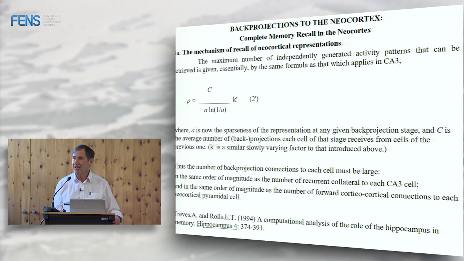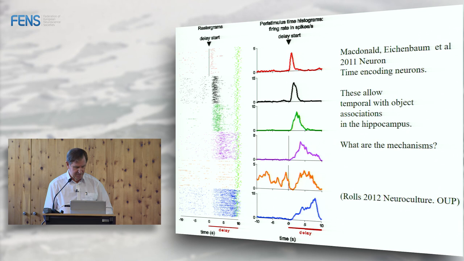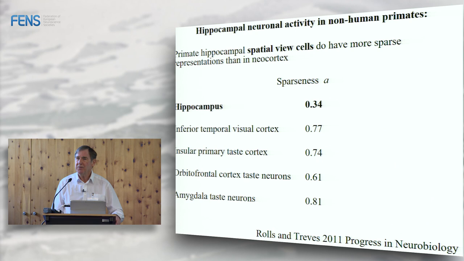Right. Now, can anyone now explain to me why we have as many back projecting fibers between any pair of cortical areas as forward projections? Okay? Why would that happen? Well, you have to have as many back projections so that you can retrieve the number of memories you can store in the hippocampus. Okay? So that's the only explanation I know of why you have as many back projections between any pair of cortical areas as forward projections, that you have to retrieve a large number of memories. Okay? So the synapses have to be modifiable. Okay, so that's how we think the system works.